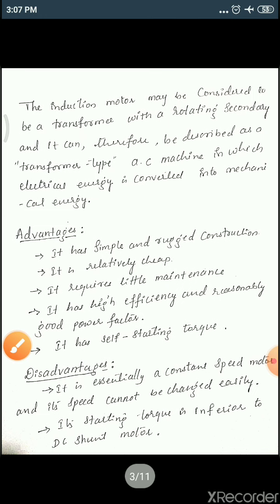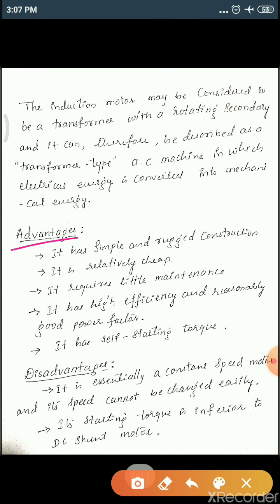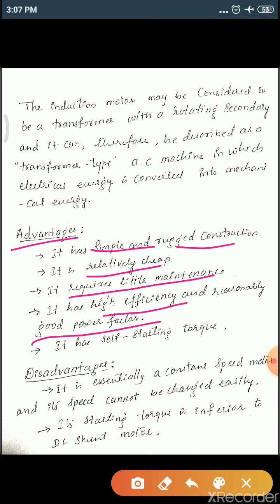Let's see its advantages. It has simple and rugged construction. Its construction is very simple, and it is a bit cheap also. It requires little maintenance as well, and it has a high efficiency and reasonably good power factor. It has a self-starting torque. So these are some advantages of the three-phase induction motor.